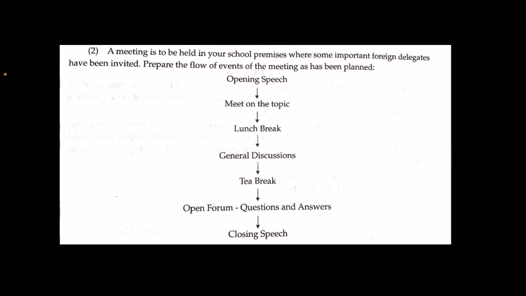So here they have made a flow chart. Opening speech. Then there is an arrow pointing downwards, which shows us that after that is the next step. Meet on the topic, followed by lunch break, general discussions, tea break, open forum, question and answers, and then closing speech.